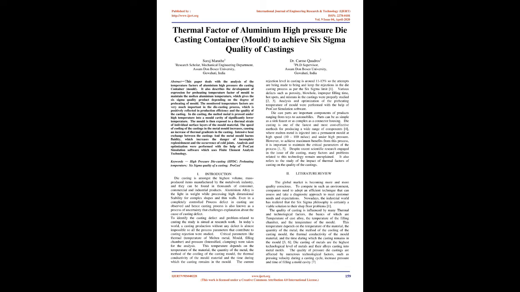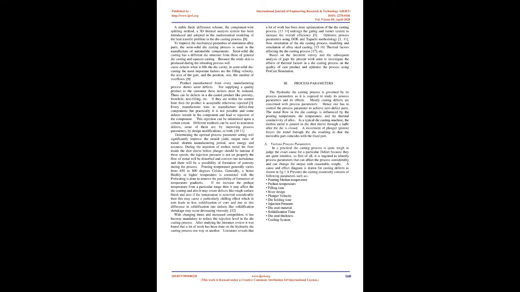To identify the casting defects and problems related to casting, the study is aimed at research work. In today's world, casting production without any defect is almost impossible, so all the process parameters that contribute to casting rejection were studied. Critical parameters like thermal, temperature of molten metal, mold, filling chamber, and pressure, intensified, clamping, were taken for the analysis. This temperature depends on the temperature of the material, the quantity of the metal, the method of the cooling of the casting mold, the thermal conductivity of the mold material, and the time during which the casting remains in the mold.